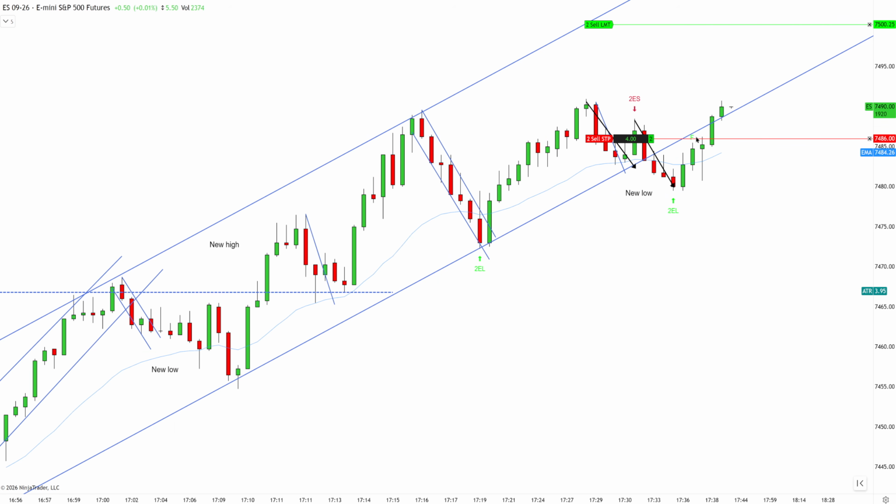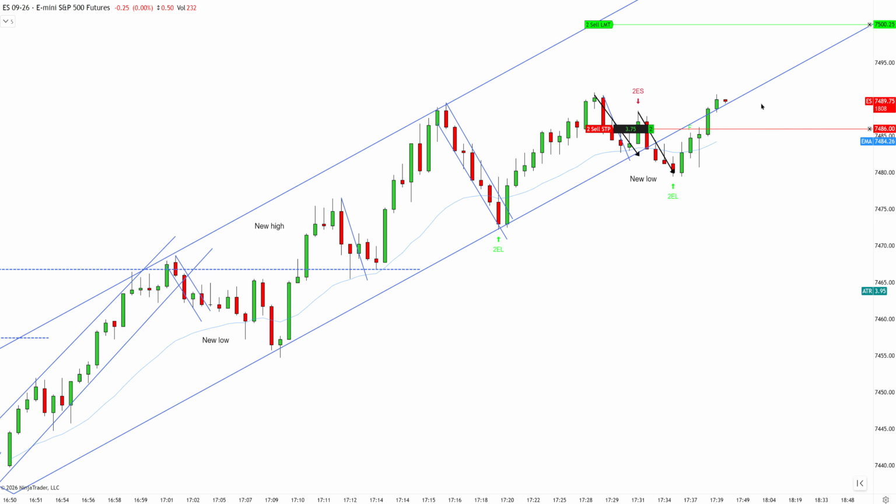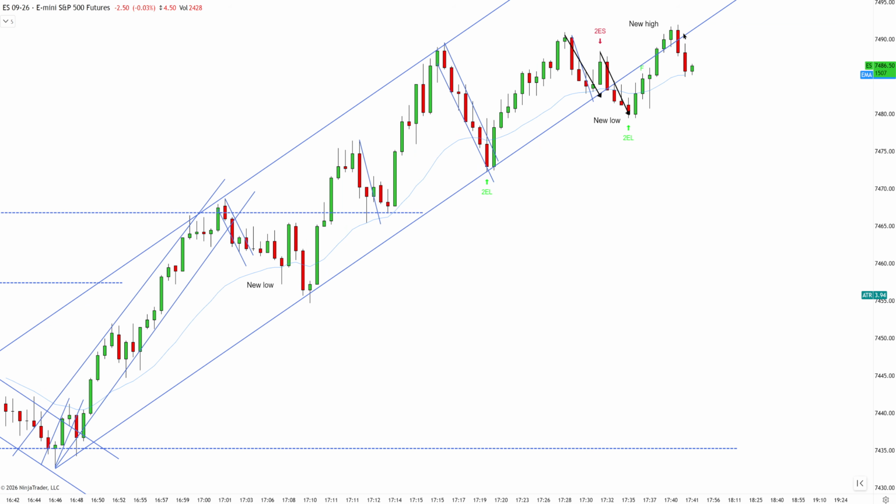I could have increased my target profit because ATR is a little bit bigger, but we got the 2.5 points. And if we're going to get a runner, this is a nice bonus. Okay, traders, the runner got hit at break even. We have a new high.